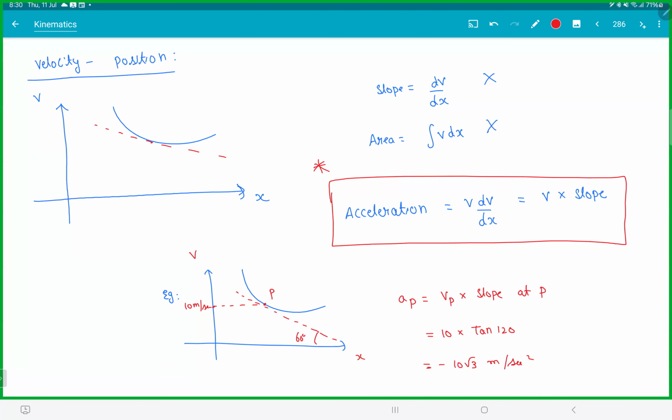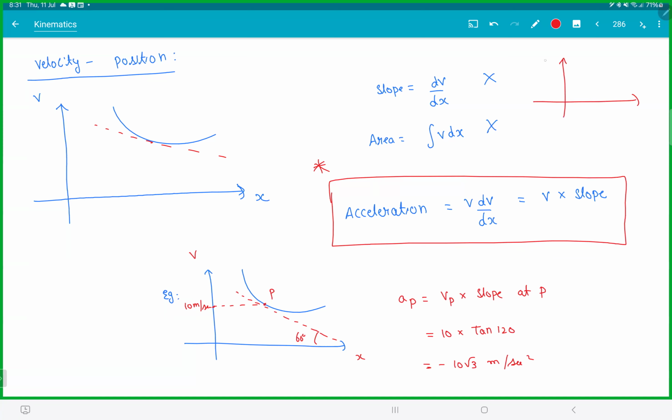So technically, these are the 5 main graphs: XT graph, VT graph, AT, AX, and VX. AV graph has no meaning. The area and slope of an AV graph have no meaning. These are, if you can say, standard graphs. Other than this, we also have non-standard graphs, which we will do in the next class.